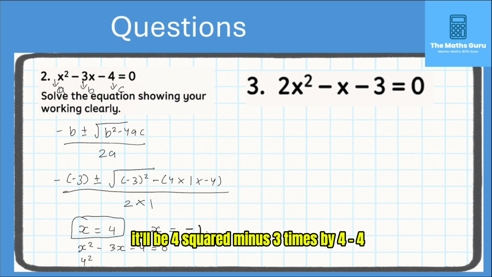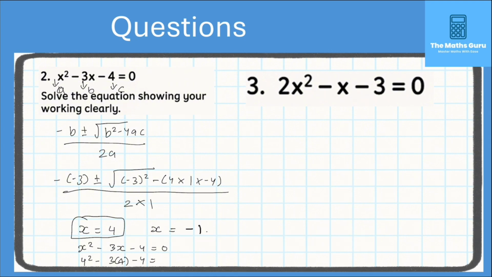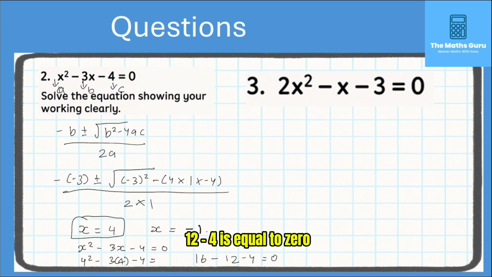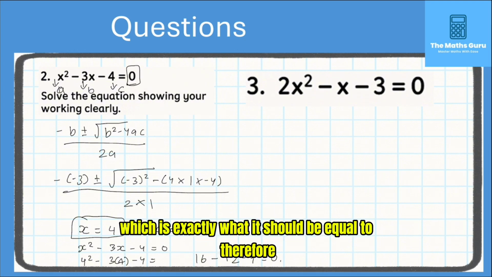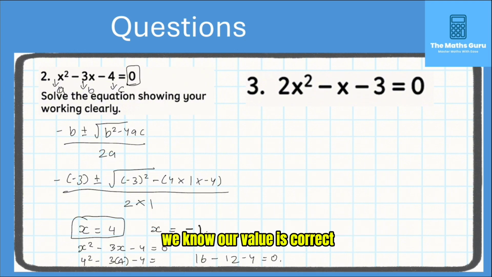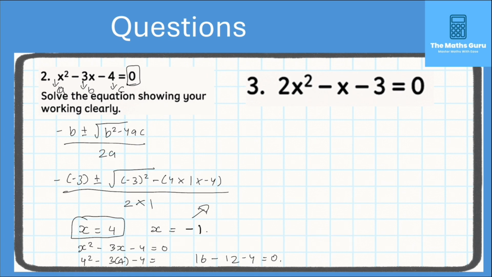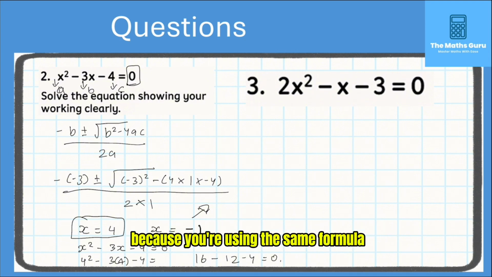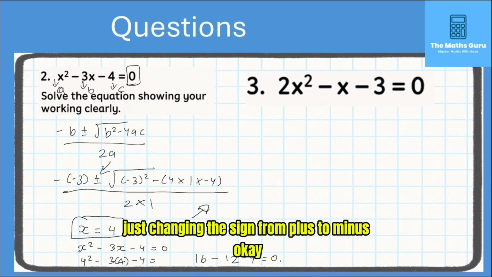So in this case, it'll be 4 squared minus 3 times 4 minus 4, and see what it's equal to. So obviously you can see that 16 minus 3 times 4 is 12, minus 4 is equal to 0, which is exactly what it should be equal to. Therefore, we know our value is correct. You can also do it for this value here to double check your answer. But usually, when one is correct, it's more than likely the second one will be correct because you're using the same formula, just changing the sign from plus to minus.